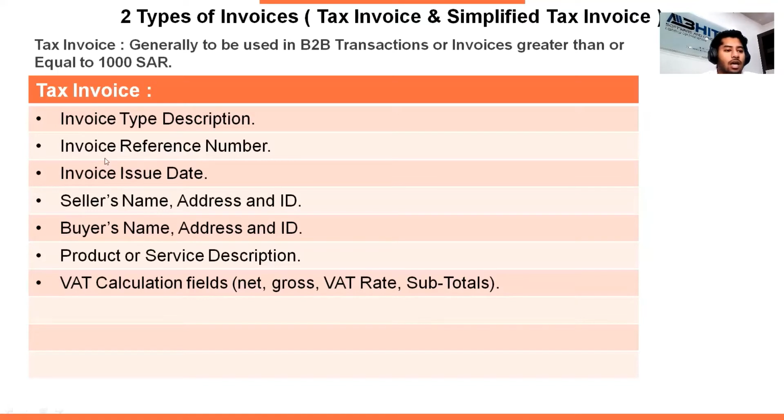So the first thing is it should contain an invoice type description, the invoice reference number, the invoice issue date, the seller's name, address, and ID, the buyer's name, address, and ID, the product or service description, and the VAT calculation fields, which are the net amount, the gross amount, the VAT rate for each product or service, and the subtotals basically. So this was the tax invoice.